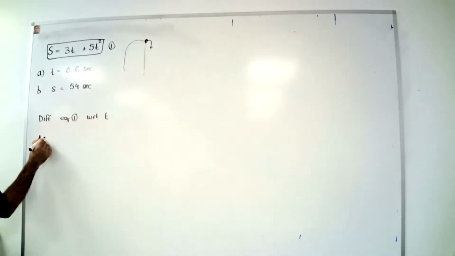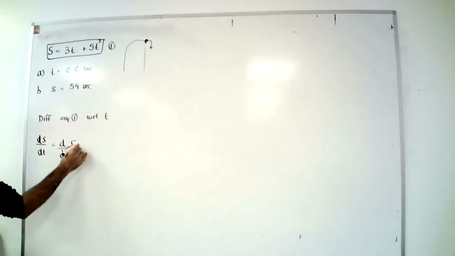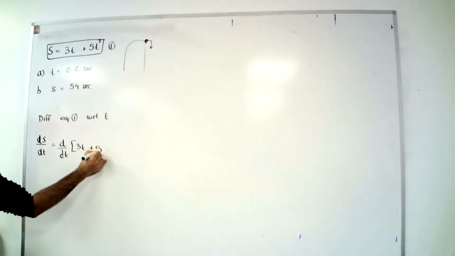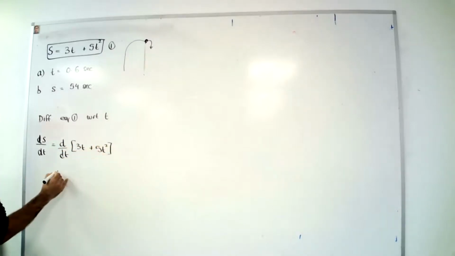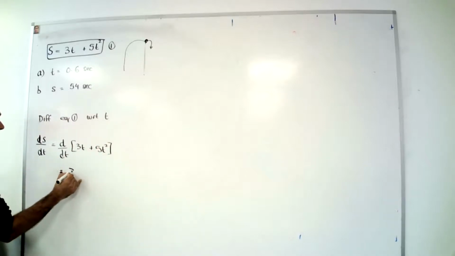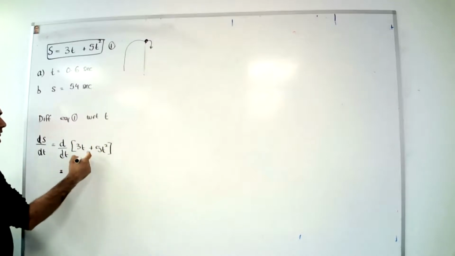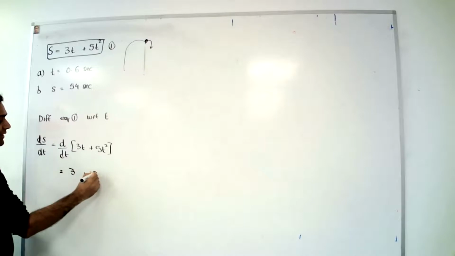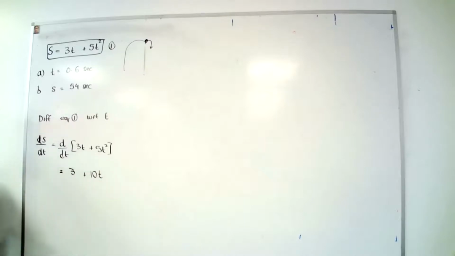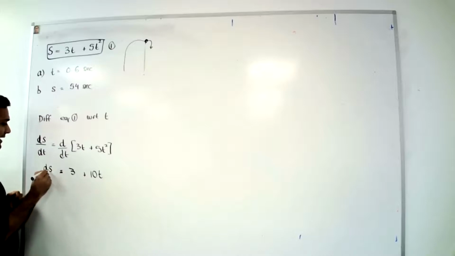So that side becomes ds over dt, and you do d over dt on this side as well: 3t plus 5t squared. When you differentiate 3t, that just becomes 3. The 5t squared will become, 5 is already here, 2 comes out, so that becomes 10, and then a t. So that is your ds over dt.